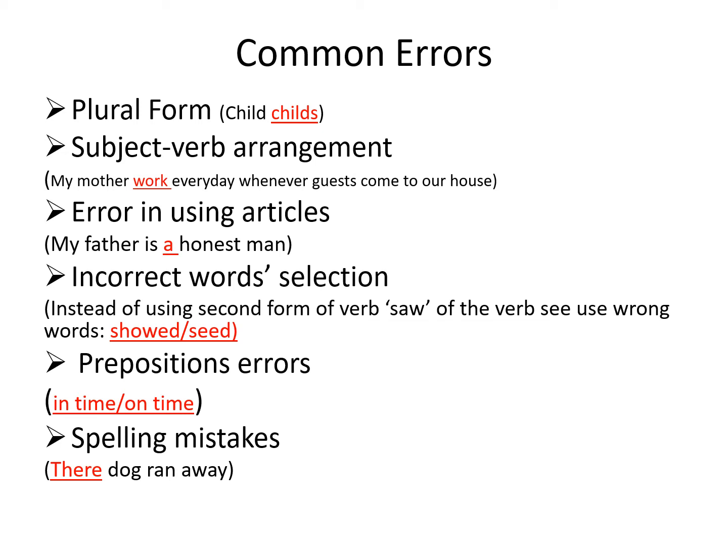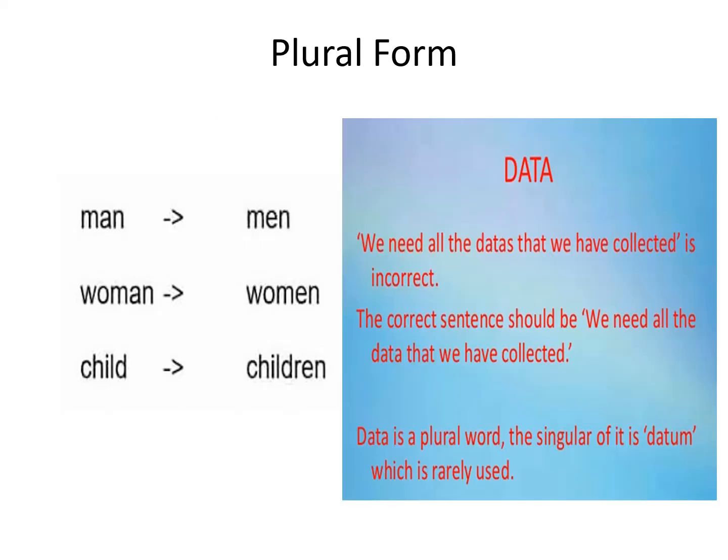They are confused. Then there is error in using articles a and the. A and an are indefinite articles, and the is a definite article. Incorrect word selections: sometimes we have to face this issue, and we are unable to use the appropriate word for the appropriate context. Preposition errors: most of the time we are confused. And spelling mistakes are also a major issue.